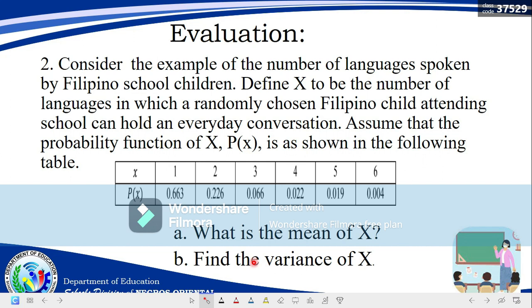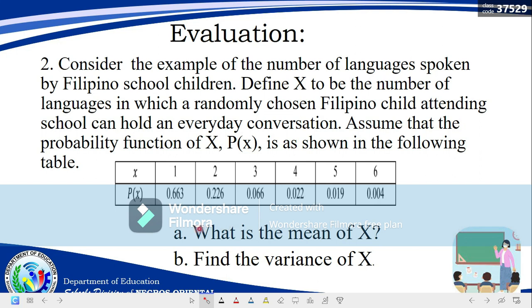Then, number 2. Consider the example of the number of languages spoken by Filipino school children. Define X to be the number of languages in which a randomly chosen Filipino child attending school can hold an everyday conversation. Assume that the probability function of X, P of X, is shown in the following table. So you have here X: 1, 2, 3, 4, 5, 6, and then P of X is 0.663. Then for 2, 0.226. 3 is 0.066. For X is 4, 0.022. X is 5, 0.019. And X is 6 is 0.004 as the probability.